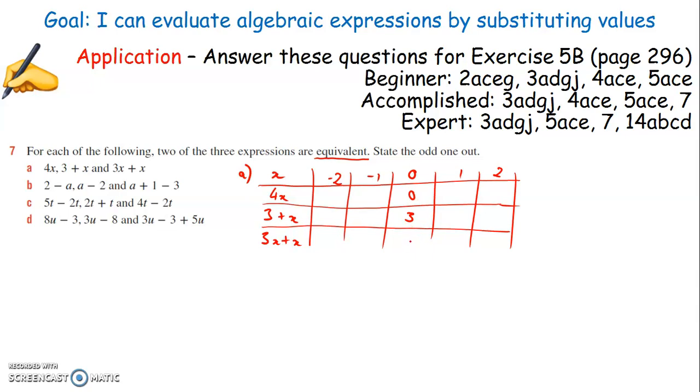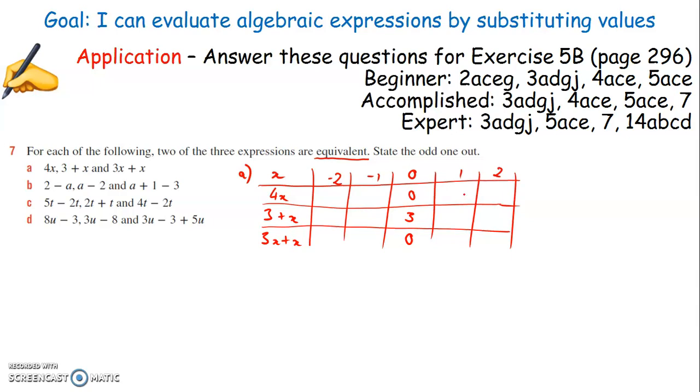So 3x plus x. So 3 times 0, that's 0, plus 0 is also 0. So these two would be the equivalent. Now because we know that 2 of these expressions are equivalent, we know that these two, 4x and 3x plus x, must be equivalent. Now, if the question did not say that, then we would have to try out all the values here. I'm going to do that just to show you guys.